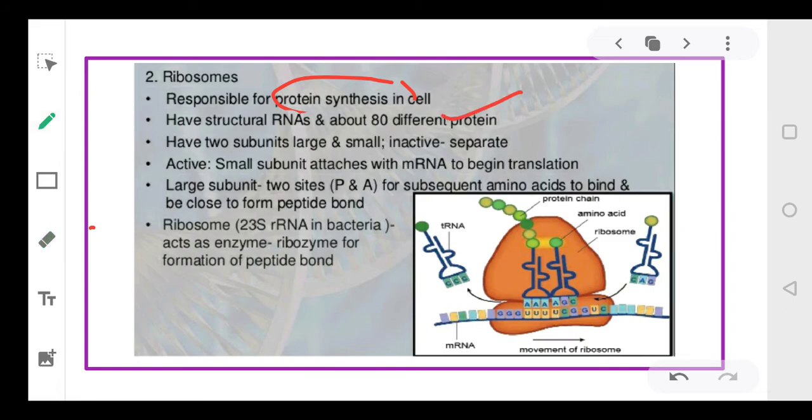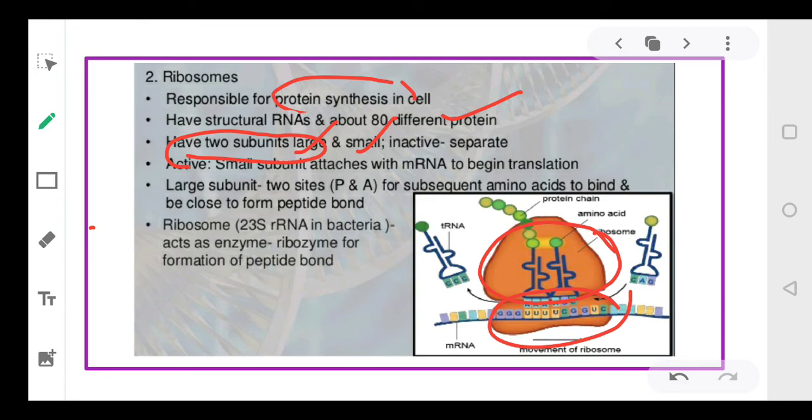Now our ribosomes basically have two units. They are made up of 2 units. One is large, another is small. You can see in the picture, this is a bigger unit and this one is a smaller unit. So our ribosome is basically composed of 2 units, large and small.